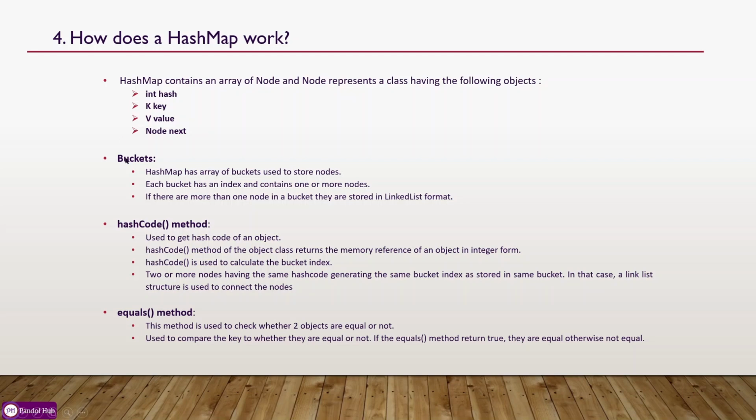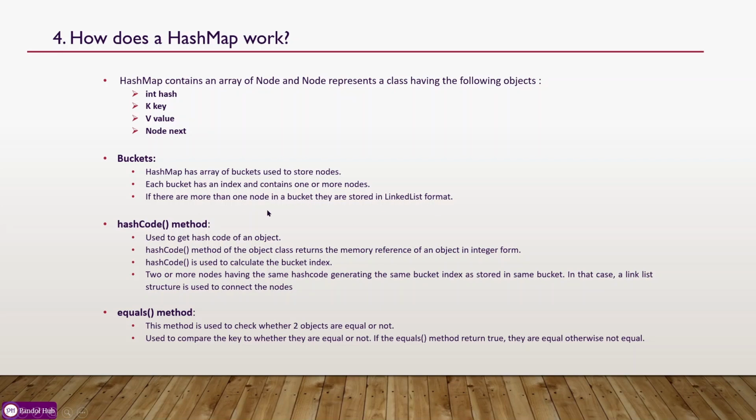So what are buckets? HashMap has an array of buckets used to store nodes. In each bucket, a set of nodes is stored. So each bucket includes one or more nodes, each bucket has an index, and if there is more than one node in a bucket, they are stored in a linked list format.